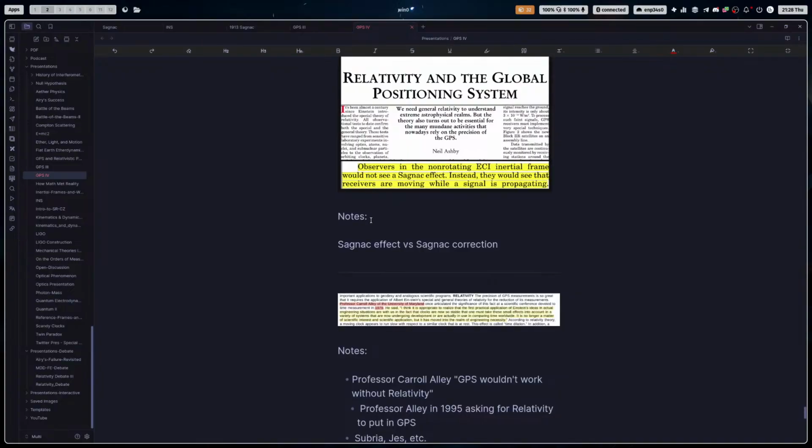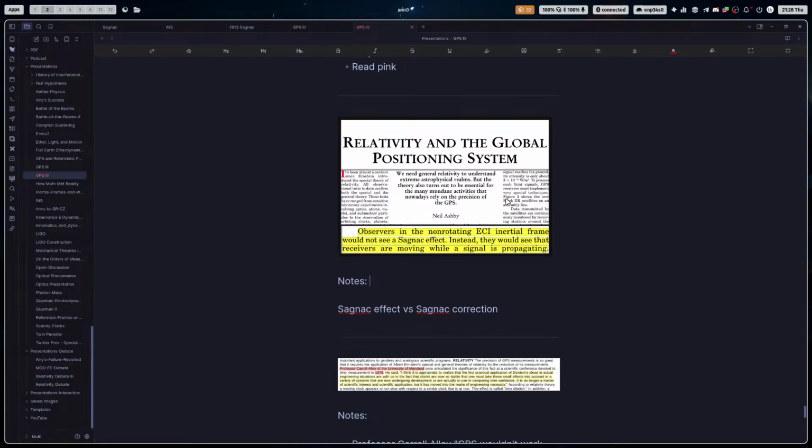So this is Neil Ashby trying to explain how the Sagnac effect is measured in GPS and how it's a relativistic effect. He says observers in the non-rotating ECI inertial frame would not see the Sagnac effect. Instead, they would see the receivers are moving while the signal is propagating. So what he's saying there is that in our frame, we should not see the speed of light difference, yet we do. It's what's measured.